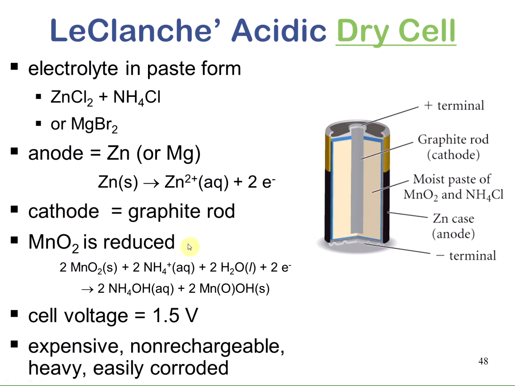So the reduction occurs at the cathode, and the manganese dioxide is reduced. So it goes from this manganese dioxide to this other manganese species. And this produces a voltage of 1.5 volts for this battery cell when you combine the oxidation half reaction and the reduction half reaction. Now most of these batteries are expensive, they're not rechargeable, they're also very heavy, and they're easily corroded. So these are some of the problems with these basic acidic dry cell batteries.